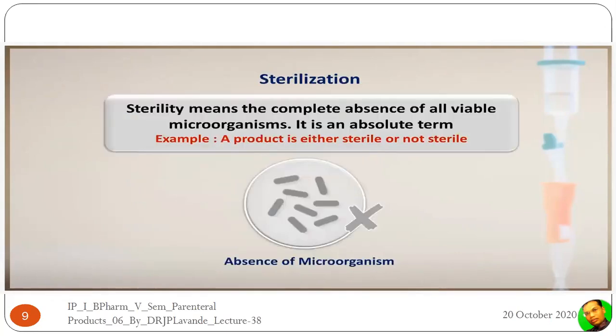So as far as sterility is concerned, it is an absolute term. Absolute means that either there is complete sterility or there is no sterility. That means the product is either sterile or non-sterile. Sterility means the complete absence of all viable microorganisms, and it is an absolute term. There is no borderline, there is no intermediate between sterile and non-sterile. Either it will be sterile or there will be a presence of microorganisms, which means it is non-sterile.